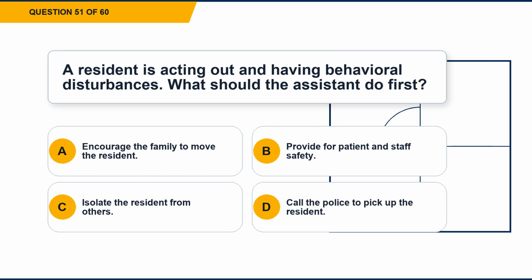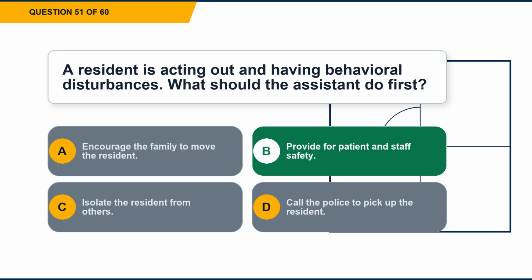Question 51. A resident is acting out and having behavioral disturbances. What should the assistant do first? Option A, encourage the family to move the resident. Option B, provide for patient and staff safety. Option C, isolate the resident from others. Option D, call the police to pick up the resident.